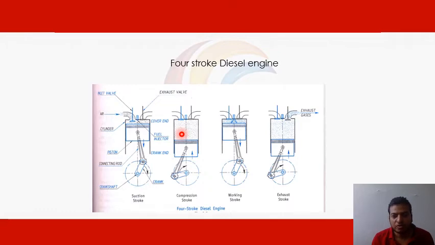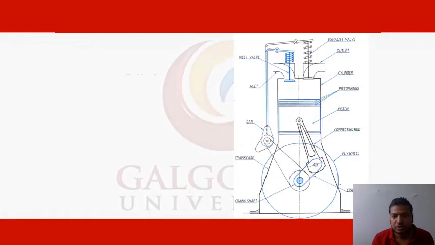So in a diesel engine, there is no spark plug. Here you can see this diagram, where different parts are indicated. This is a symmetric diagram. You can see the inlet valve, exhaust valve, cylinder, and piston rings. Here are the piston rings.